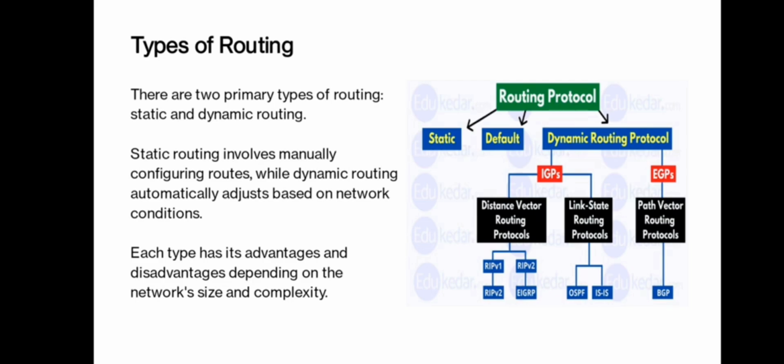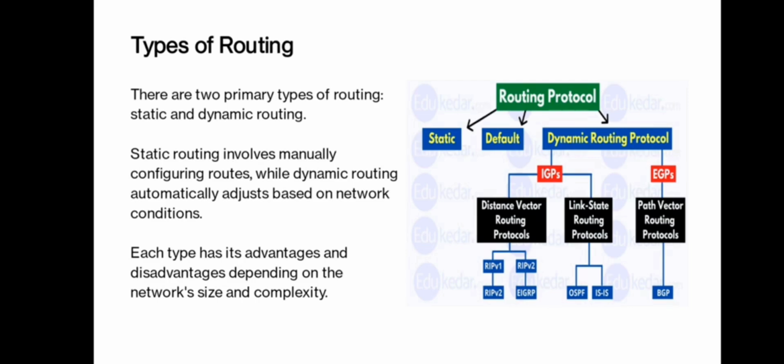There are two primary types of routing. First is static and the second is dynamic routing. Static routing uses manually configured, unchanging routes. Means in static routing, the administrator changes the routes, and only then can the user change the routes.